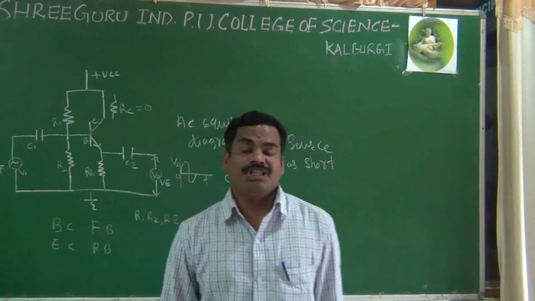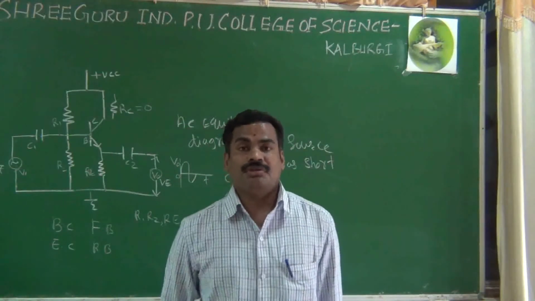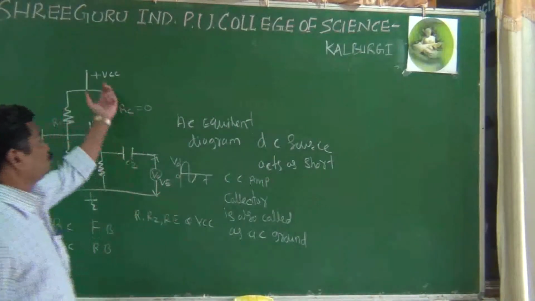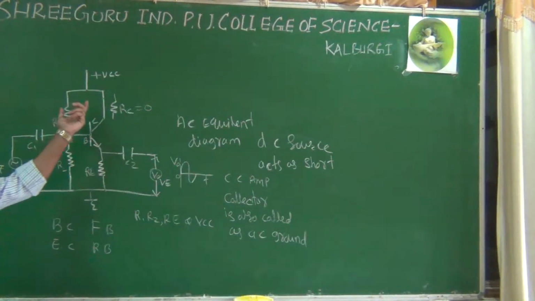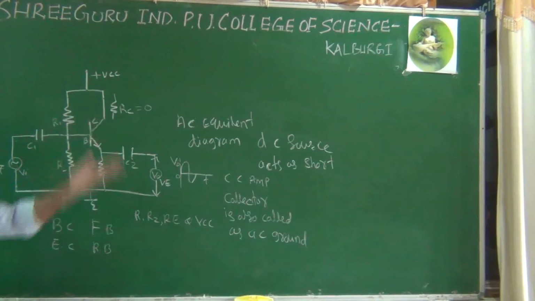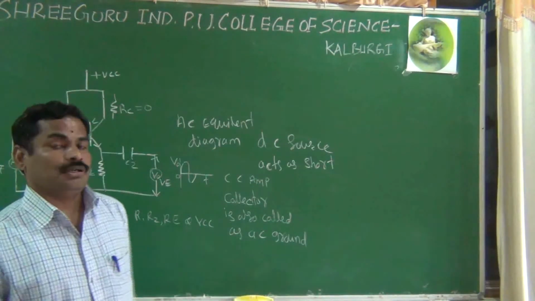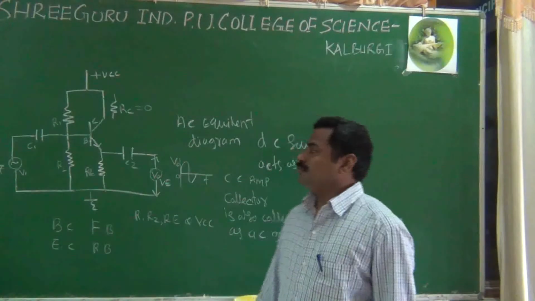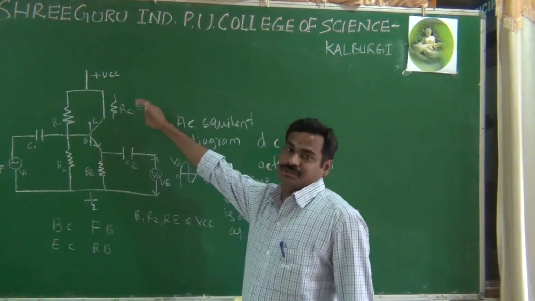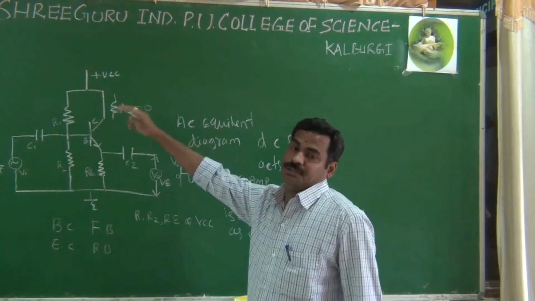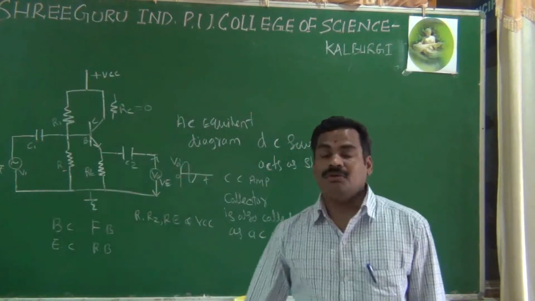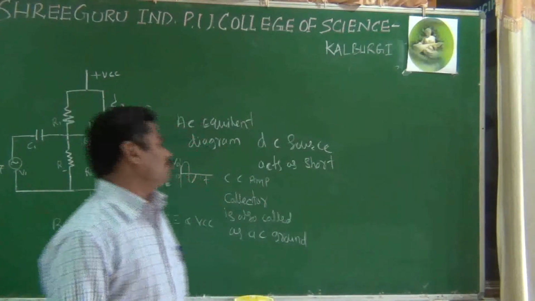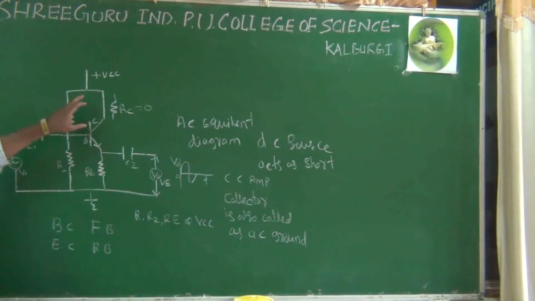If you are going for the AC equivalent circuit, that DC source acts as a short circuit. It means in the short circuit there is no voltage drop across it. You do not have any AC voltage drop across the DC short circuit. In the DC power supply, you do not have any AC voltage drop across it. This is the importance of why we call it AC ground.